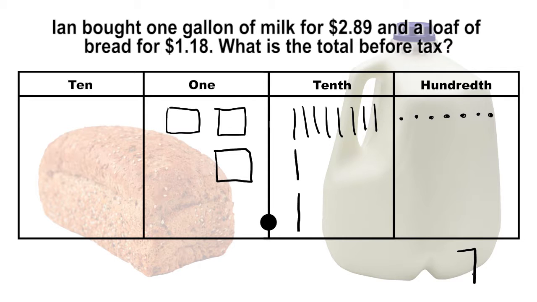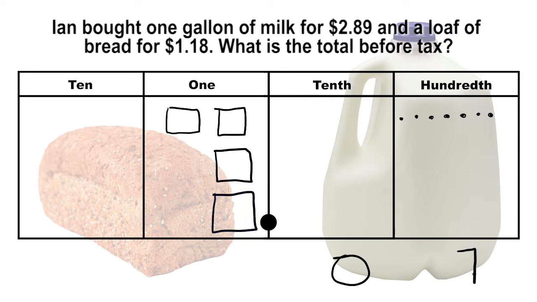Let's add the tenths column. There are 8/10 plus 1/10 plus our regrouped 1/10 for a total of 10/10. 10/10 is equal to 1 whole. Regroup all 10 of the tenths and place another box or whole in the ones column. This will leave 0/10 in the tenths column. Let's add the ones column. There are 2 boxes plus 1 box plus our regrouped 1 box for a total of 4 boxes or 4 whole dollars. The total cost for the milk and bread is $4.07, or 7 cents.